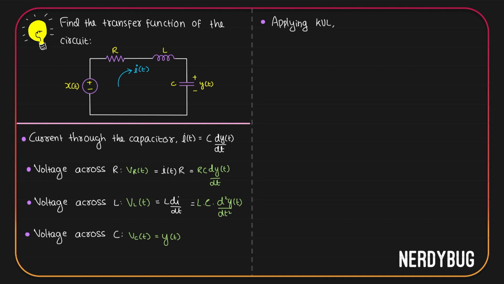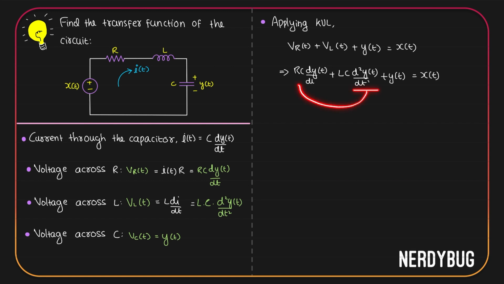Let us apply KVL in the circuit. The sum of voltage across the resistance V_R(t) and voltage across the inductor V_L(t) plus the voltage across the capacitor y(t) is going to be equal to the applied voltage x(t). But V_R(t) is RC dy(t)/dt plus V_L(t) is LC d²y(t)/dt² plus y(t) is equal to x(t). This one has the higher order differential, so we'll put it over here.